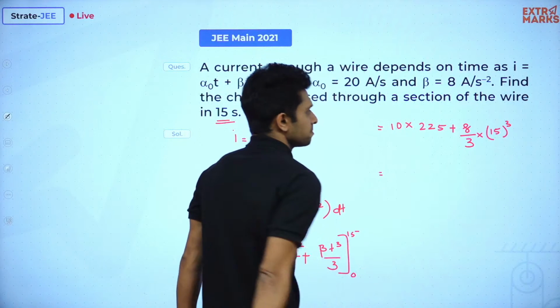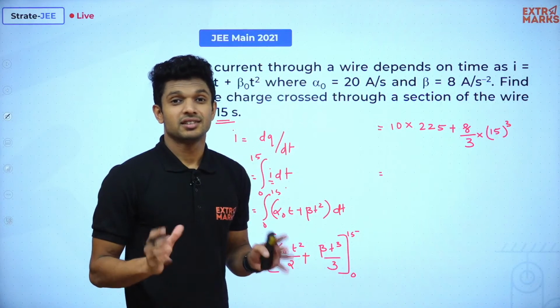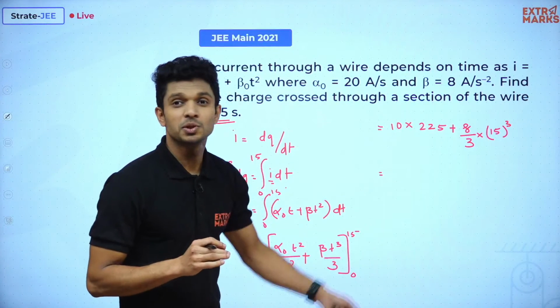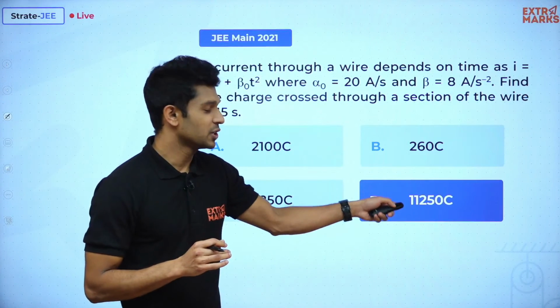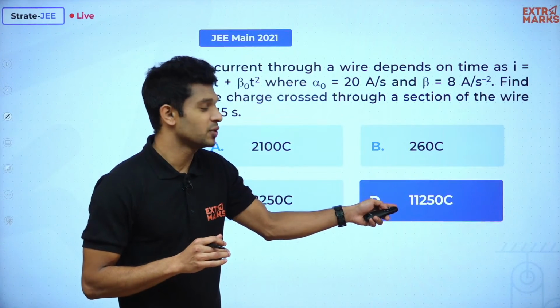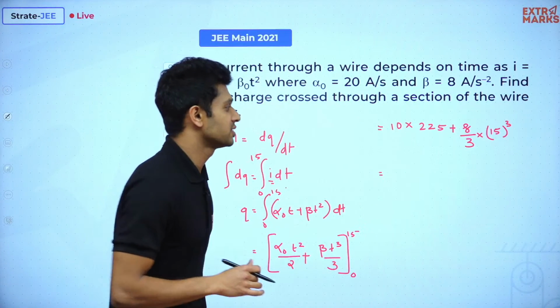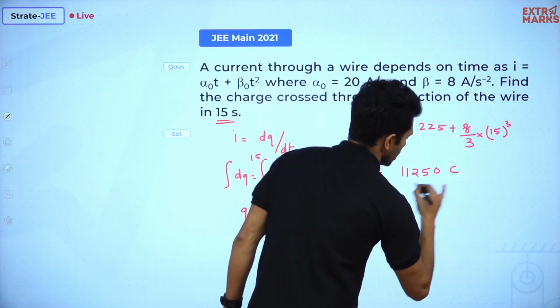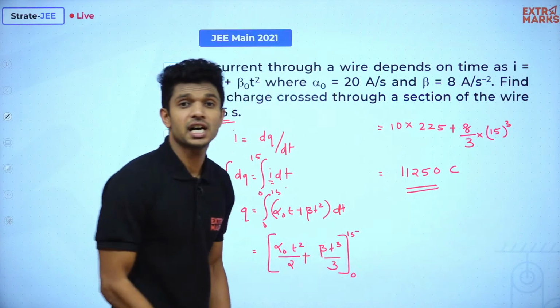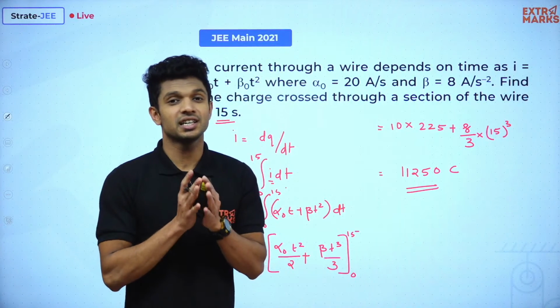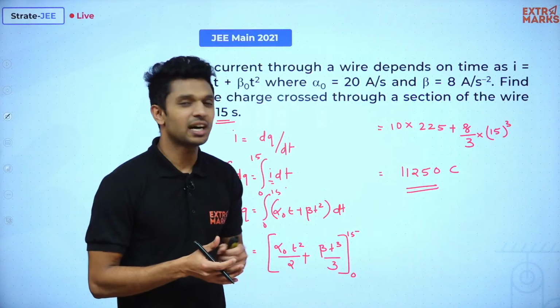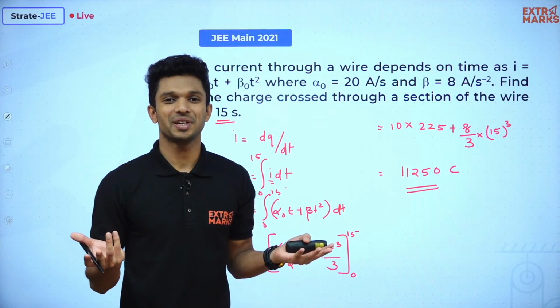Right? Calculation. As you all know, you guys are the super best in doing the calculation, right? So if we do the calculation, how much is the charge we're going to get? 11250. So let me write it over here. 11250 coulomb is the amount of charge that will be flowing through this particular given wire in a time of 15 seconds. How much is it? 11,250 coulomb.